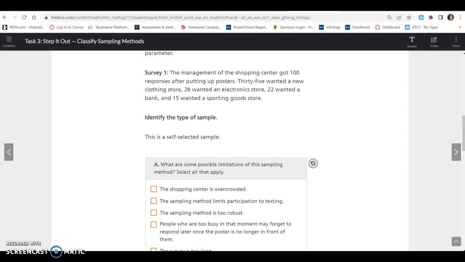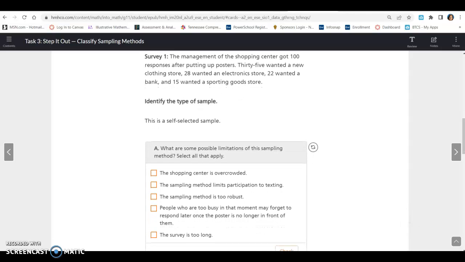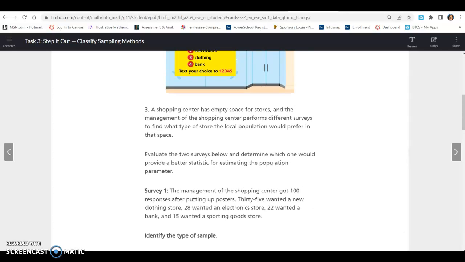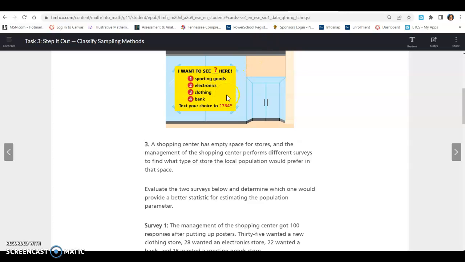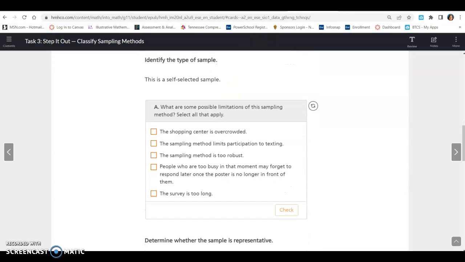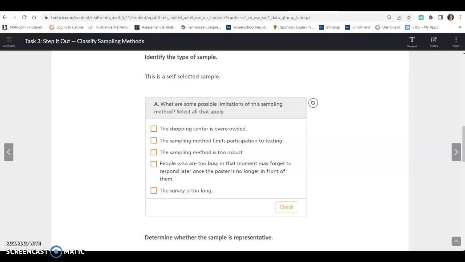Survey 1. The management of the shopping center got 100 responses after putting up posters. 35 wanted a clothing store, 28 wanted electronics, 22 wanted a bank, and 15 wanted a sporting goods store. All right, so identify the type of sample. This was a self-selected sample because people had to text in if they wanted to give their opinion. From the poster above, you could see they text this number, text their choice, so that is self-selected. All right, what are some possible limitations of this sampling method?